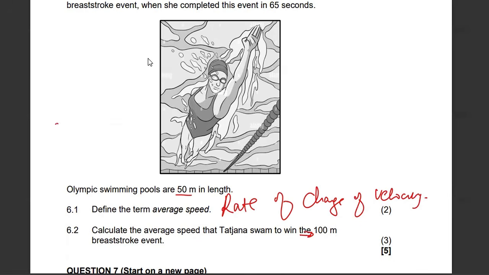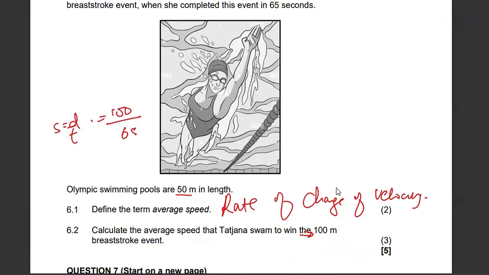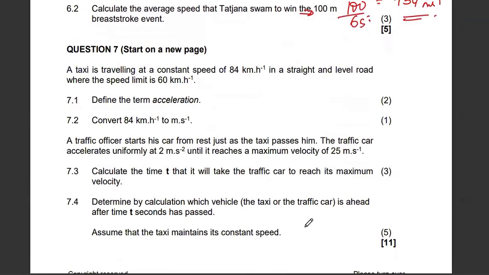We know that the speed must be given as the distance over the time. So what do we know with our distance? Our distance is going to be 100 meters. The time is 65 seconds. So you're going to say 100 divided by 65 seconds. This gives us 1.54 meters per second. Okay, going to question number 7. They're telling us that there is a taxi.